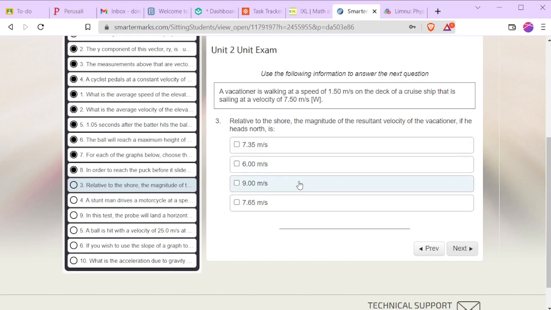If he's heading north, then he's moving perpendicular to the direction of the boat, which means we are using the Pythagorean theorem to add these together. So it's a squared plus b squared, we take the square root. If we do that, it's definitely going to be more than 7.50, so that eliminates a and b, and it's going to be less than just adding the two numbers up, which is c, so our answer is going to be D.